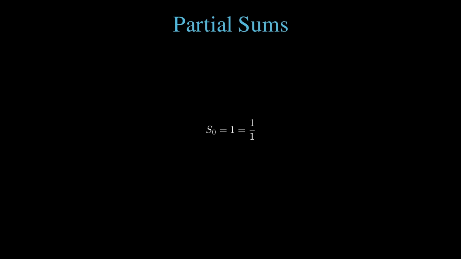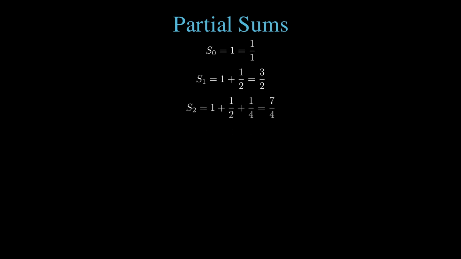S sub 0 is a sum from n equals 0 to n equals 0, which is just the term 1/2 to the 0th power, giving us 1. S sub 1 is a sum from n equals 0 to n equals 1, which is going to be the sum 1/2 to the 0th power plus 1/2 to the 1st power, giving us 1 plus a half, which is 3/2. We can do the same for the S sub 2 partial sum and the S sub 3 partial sum, giving us 7 quarters and 15 eighths respectively.